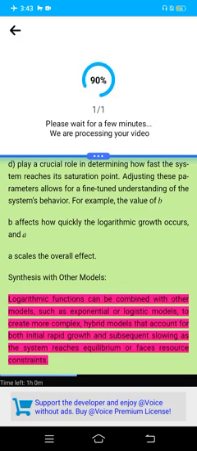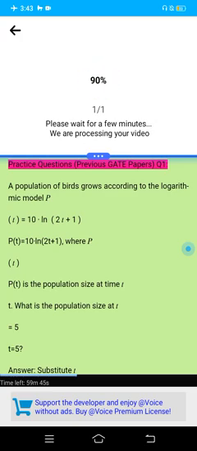Synthesis with other models. Logarithmic functions can be combined with other models, such as exponential or logistic models, to create more complex, hybrid models that account for both initial rapid growth and subsequent slowing as the system reaches equilibrium or faces resource constraints. Practice questions. Previous GATE papers.